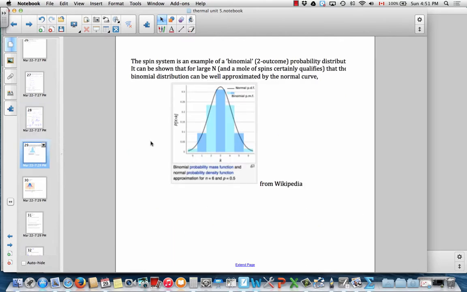So how can we get to that easily? Well, it turns out that this binomial two-outcome probability distribution is very well approximated by a normal curve. Now, we did the probability of a 3-atom system. Here is just a graphic showing you that for a 6-atom probability distribution function, how closely it is matched by the normal bell curve. So as n gets bigger, that agreement's even better.